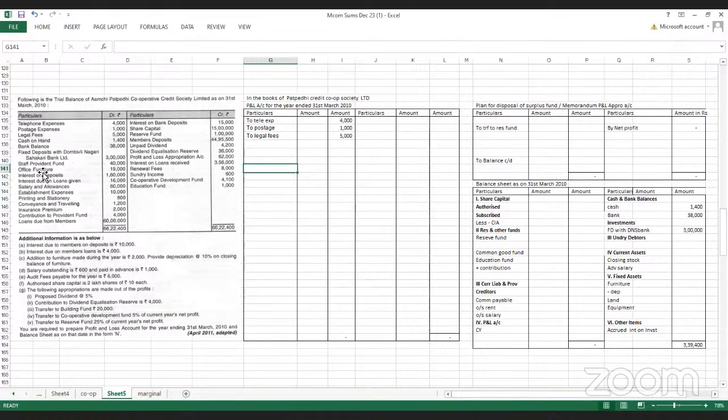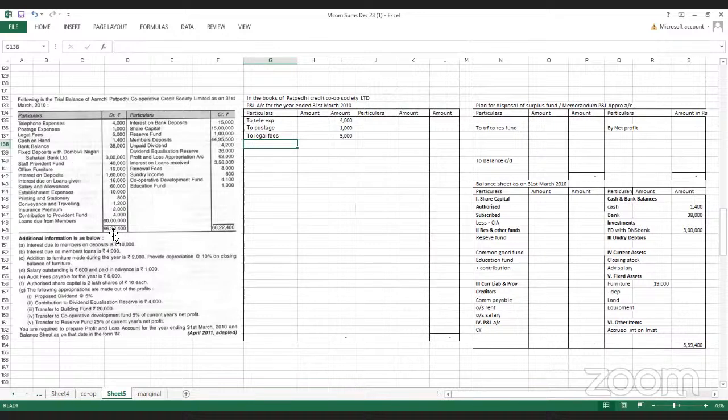I'll post the other items by that time. Office furniture, yeah, furniture we had in the last question also. So I have this furniture, 19,000. Then interest on deposits. See, interest on deposit is appearing on the debit side, so it's our expense. Total is 66,400.